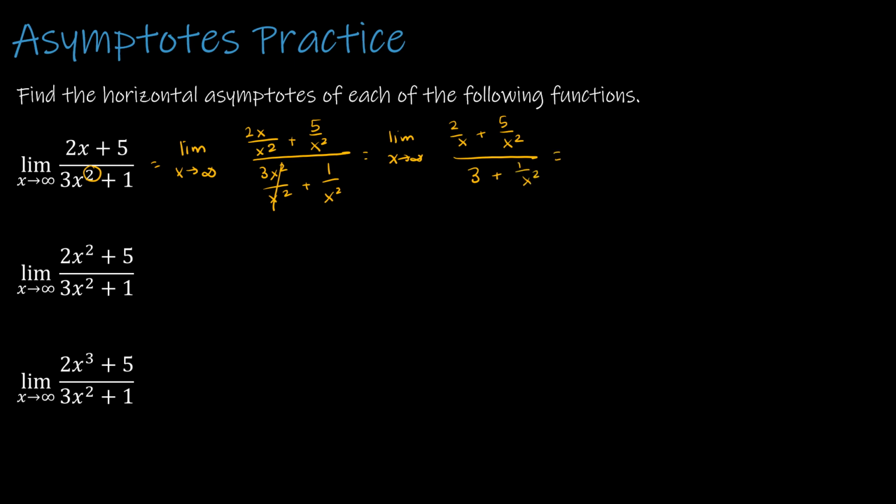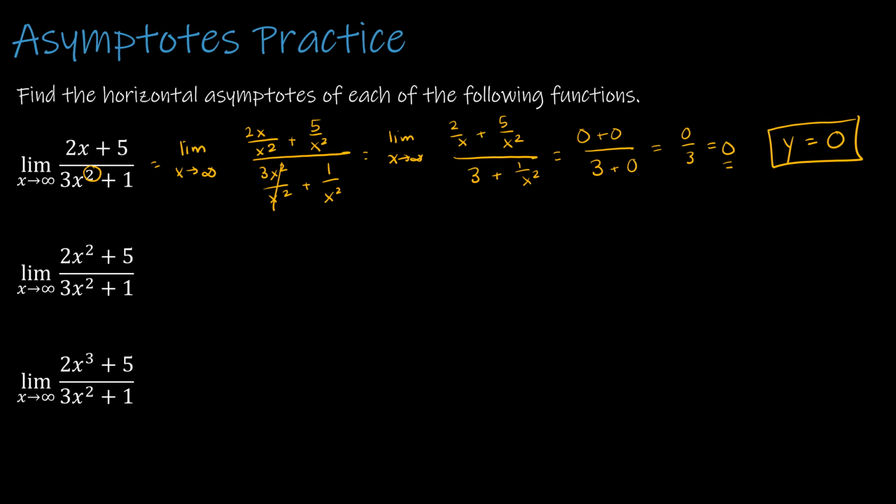So what's the limit? The limit of 2 divided by x is 0. The limit of 5 divided by x squared is 0. The limit of 3 is 3, and the limit of 1 divided by x squared is 0. So I get 0 over 3, or just 0. So for my first one, I'm going to have a horizontal asymptote of y equals 0. So again, great job that you found the limit, but make sure you then write it as a horizontal asymptote.